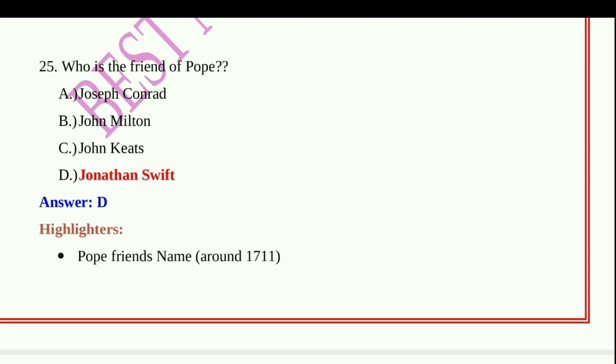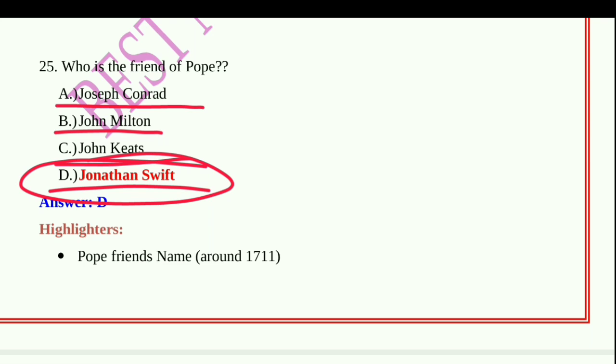Last question from this set. Who is the friend of Pope? Joseph Conrad, John Milton, John Keats, Jonathan Swift. And your answer is D, that is Jonathan Swift. Let's see the highlighters.